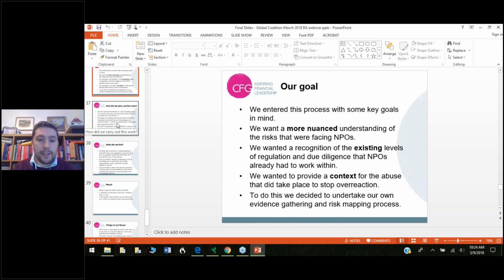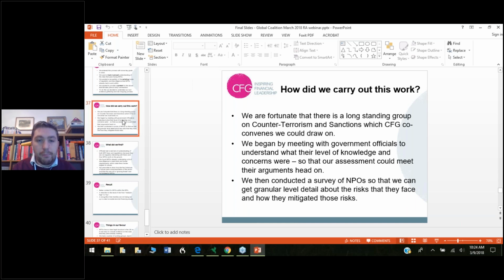So to feed into this, we decided to put together our own evidence gathering and risk mapping process. So if we go to the next slide, how do we do this?